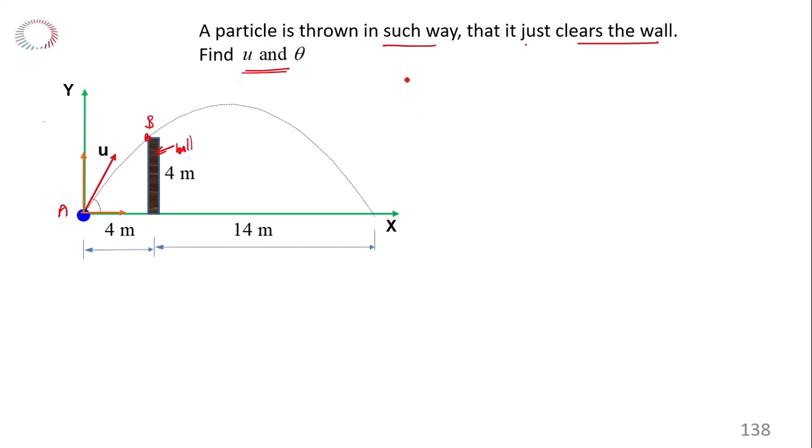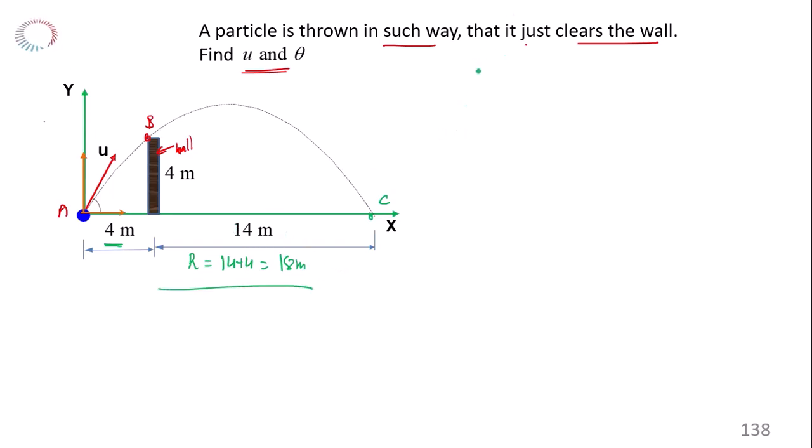That means I should use the second format of the equation. Why? Because it is given that the particle is thrown from a point A, which is at a distance of 4 meters from the wall, and it lands on the other point, let us say C, such that this is 14 meter. So clearly R is 14 plus 4, that is 18 meter. So information about R is known for this situation. That means I should go for equation number 2.